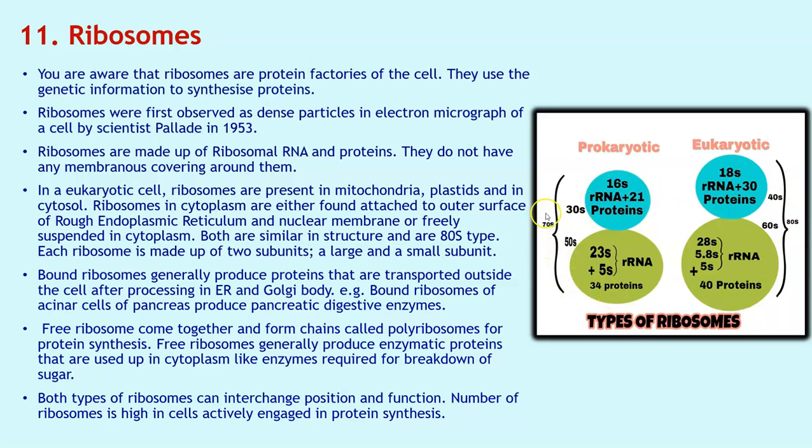You can see in the prokaryote we have the 70S type, where a smaller 30S subunit and a larger 50S subunit come together, and in the eukaryotic cell it is of the 80S type, where you have the smaller subunit which is 40S and the larger subunit which is 60S. So this is ribosomes.